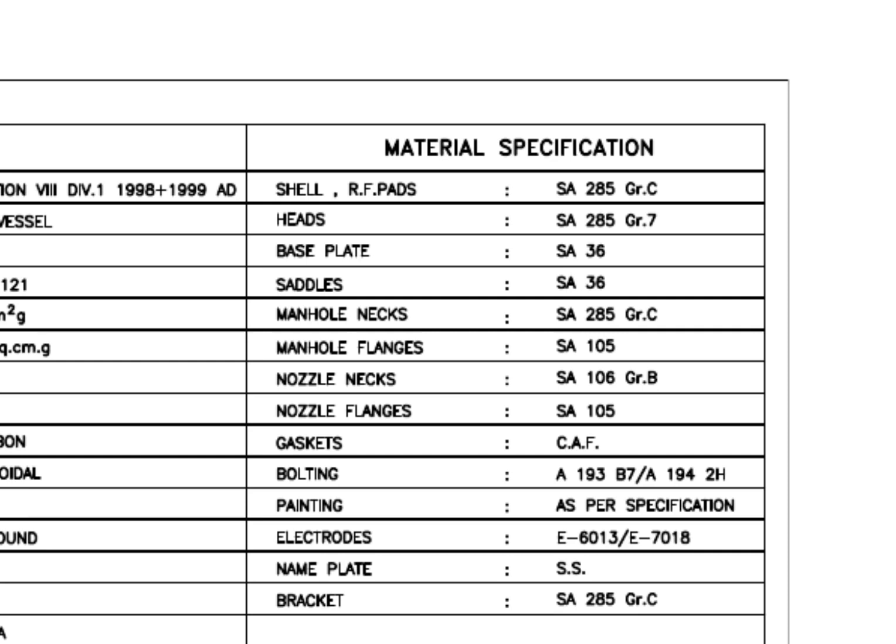Material specification. SA285 grade C is a carbon steel material with boiler quality. The main body of the tank is made with this grade material. Saddle, base plate, etc. are made of SA36 grade carbon steel. Manhole flange grade is SA105. This is a forged flange. The manhole neck is made from rolled plate.